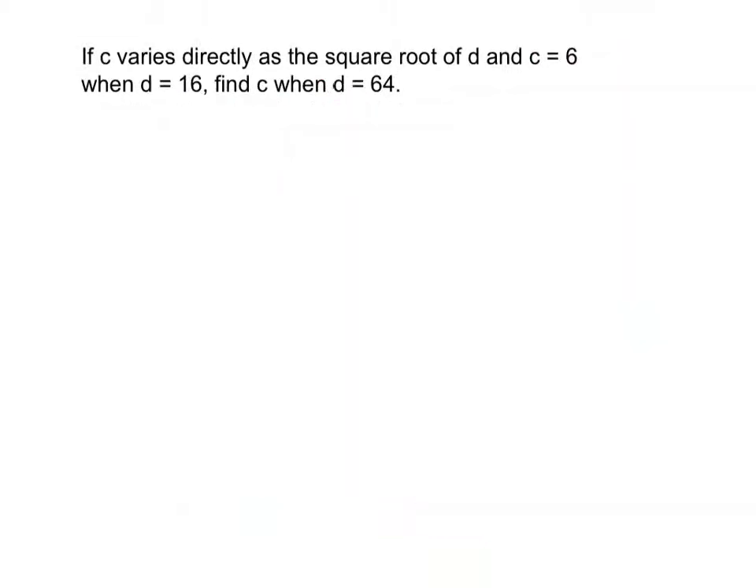Direct variation doesn't always have to be with a linear function. We can vary directly with other things. However, the same basic template for an equation still holds. So in this problem, c varies directly as the square root of d. So let's think about what we normally have. We normally have y equals kx. That's just varying directly as x in the linear sense.